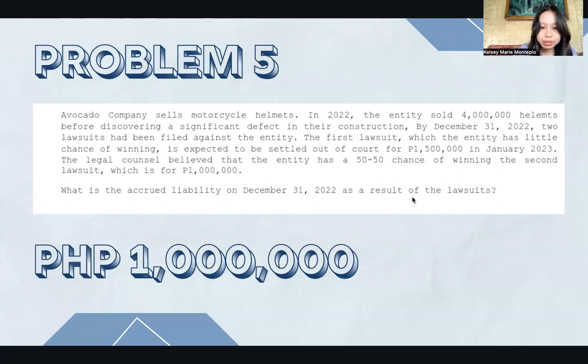So the answer would be 1 million pesos because the second lawsuit can be accrued as a provision because it is probable and the amount can be reasonably estimated. Moving forward to our very last problem, I hope you understand what I'm saying here.